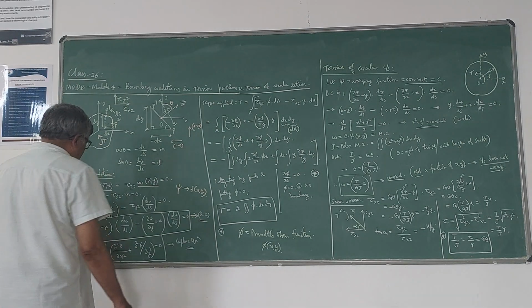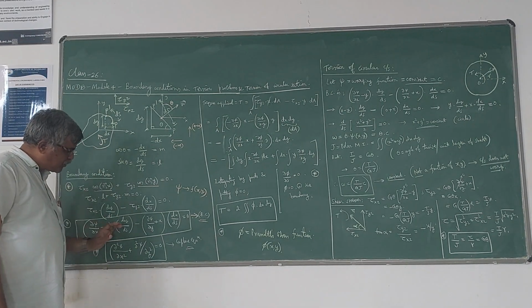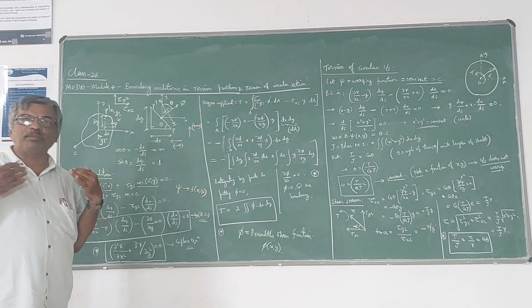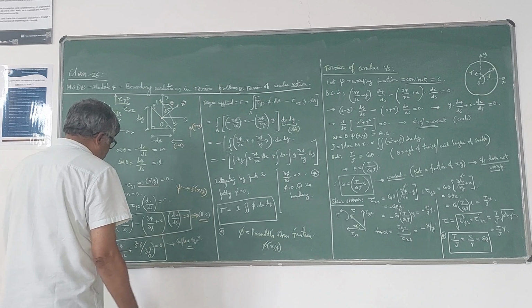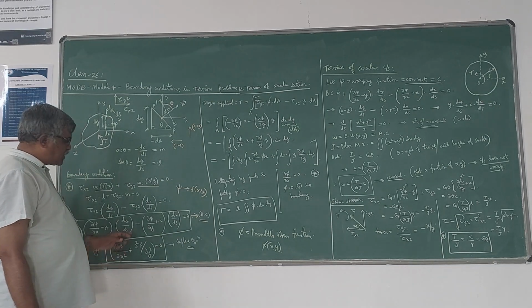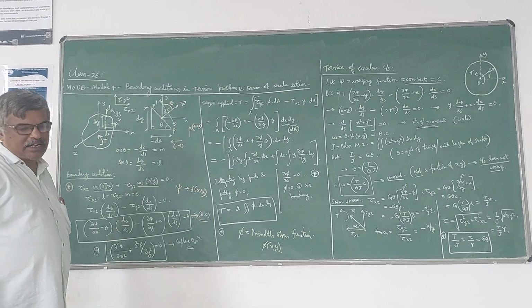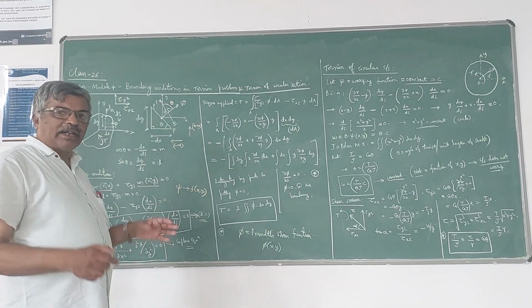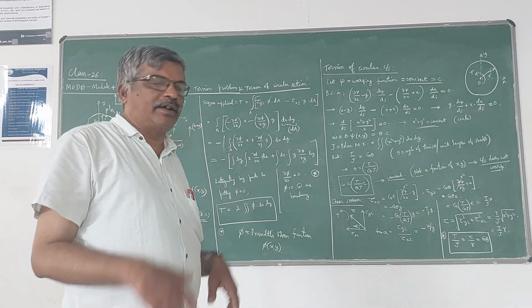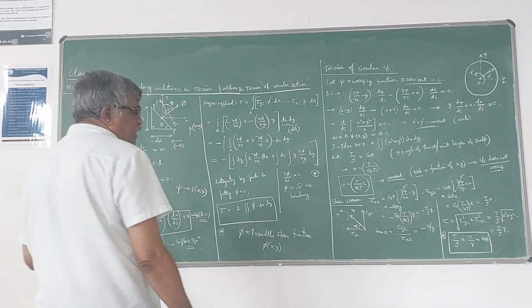That means in order for this psi to be a warping function, these two conditions should be satisfied. The Laplace condition should be satisfied as well as this boundary condition should be satisfied. So this is the general boundary condition we have to remember. Now we can get an expression for the torque applied by knowing the shear stress values.